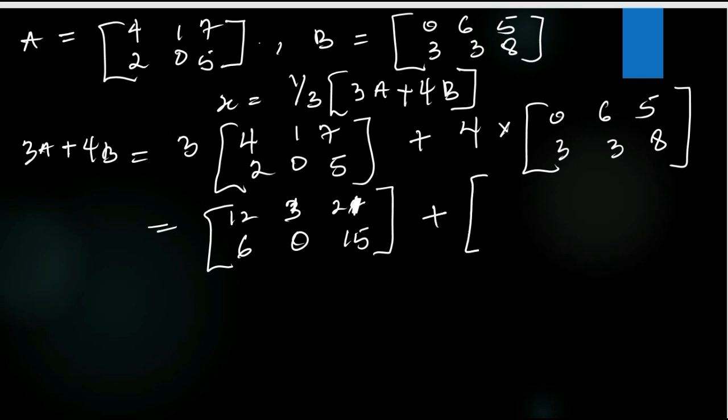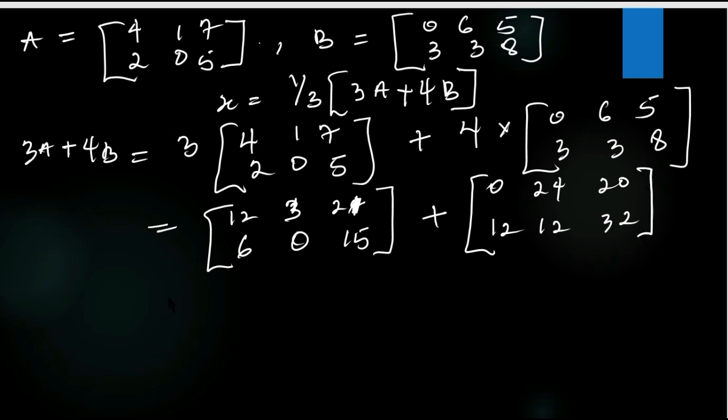Plus 4 times 0, that's 0. 4 times 6, 24. 4 times 5, 20. 4 times 3 is 12. 12 again. 4 times 8, that's 32.